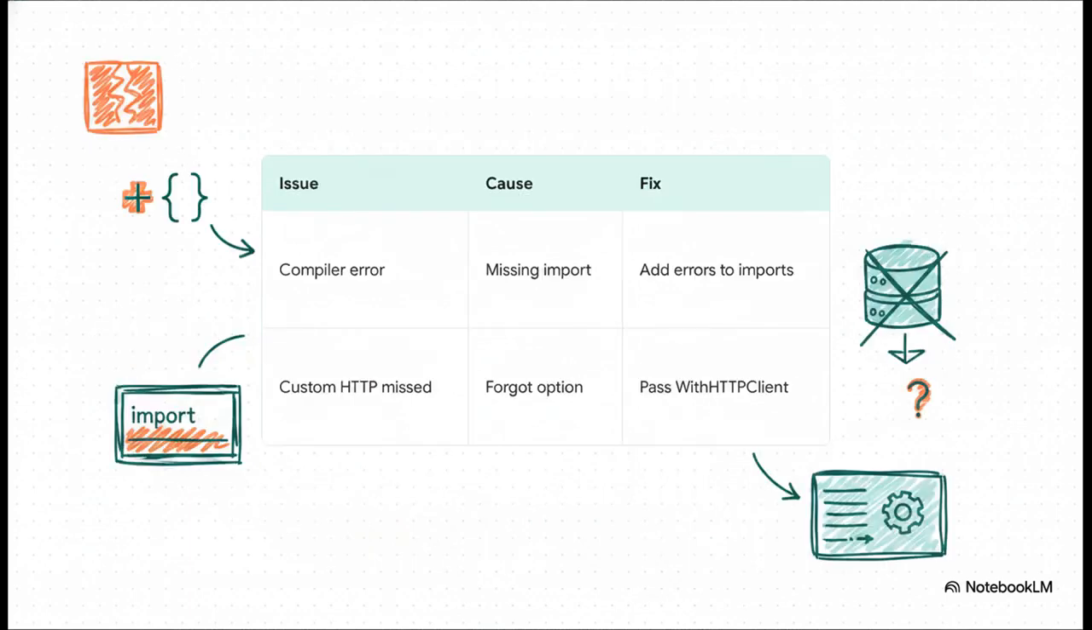We can apply that exact same symptom cure logic right to the code setup itself. Symptom, you're getting a compiler error on errors.As. Cure, you're just missing an import. Add errors to your import block. Symptom, your custom HTTP client isn't actually being used. Cure, it's almost guaranteed someone forgot the WithHTTPClient option. Just make sure you pass that option when initializing the new client.